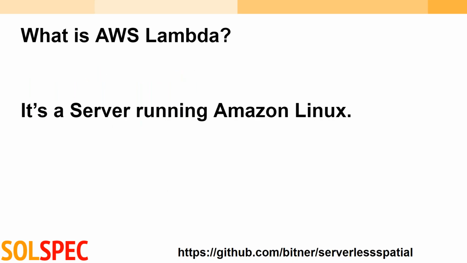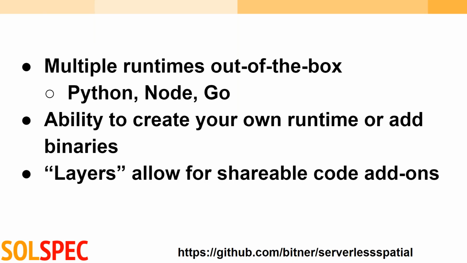So what is Amazon Lambda? Basically, it's a server running Amazon Linux. And on top of that Amazon Linux, there are bits of code that you can add. Out of the box with Amazon Linux, you get multiple runtimes that you can choose between. There's Python, there's Node, there's Go, there's several others that are provided by Amazon directly. And there are also custom runtimes that you can leverage from external resources.